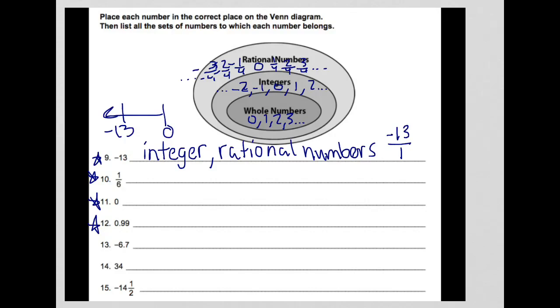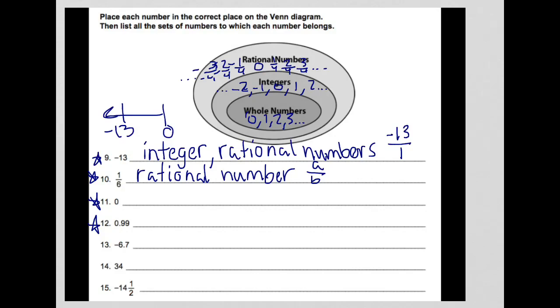Next one, 1/6. So I know that's not a whole number, it's a fraction. Integers are whole numbers and their opposites. That's not a whole number, and that's not an opposite of a whole number. So I know it's not an integer, but what I do know is that it is a rational number because it's in the form of a over b. A and b are both integers, and b is not 0. So I know that it's a rational number. And that's it.